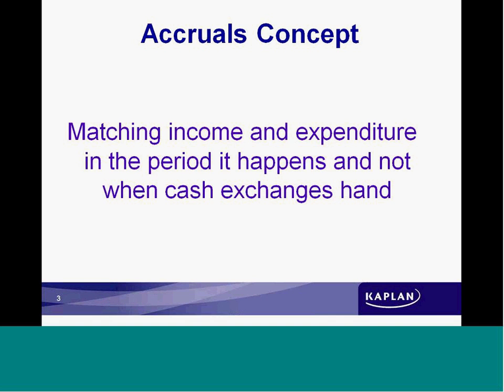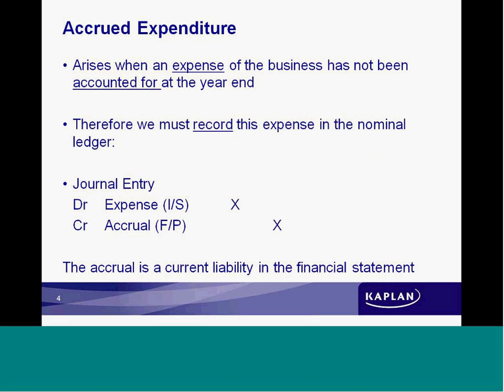And so what I want us to start with first of all is to look at accrued expenditure. As we can see on my slide here, accrued expenditure is basically when an expense of the business has not been accounted for at the year end. When I talk about expense, what I mean here is we're looking at your day-to-day running costs. So can anybody give me an example of a day-to-day running cost?